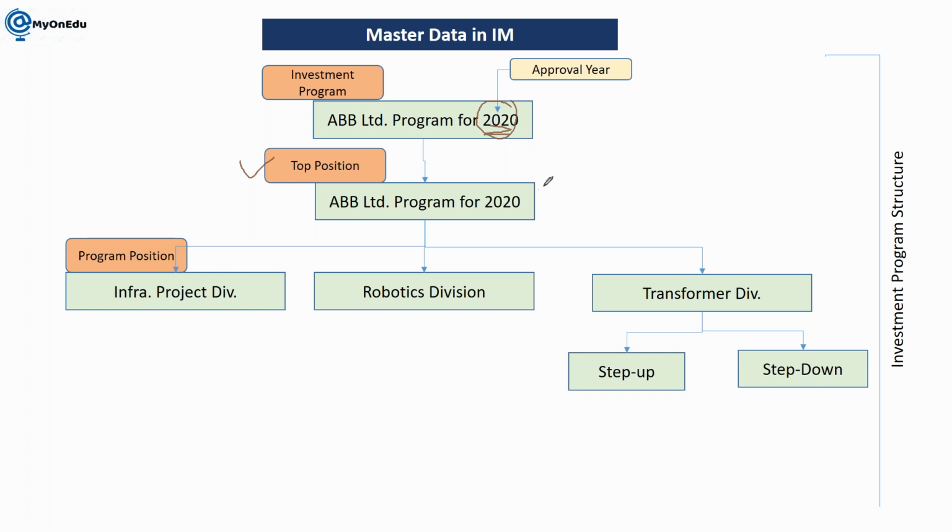This is your top level position. And within this top level position, we have the next level of positions, program positions. So in this example, ABB Limited program for 2020 is one top level position, then infrastructure division, robotics division, transformer division is my next level of position. And again in transformer division, I have bifurcated step up and step down transformers. So this is my master data. First, it has to be created in the system. And combinedly, this complete structure from investment program along with top level positions and other positions, we call the investment program structure.